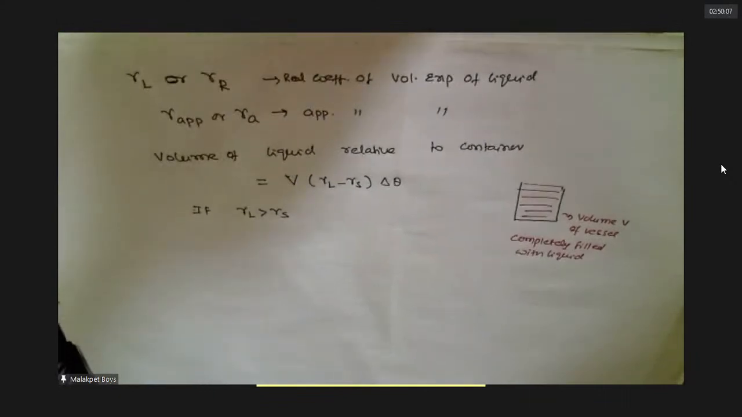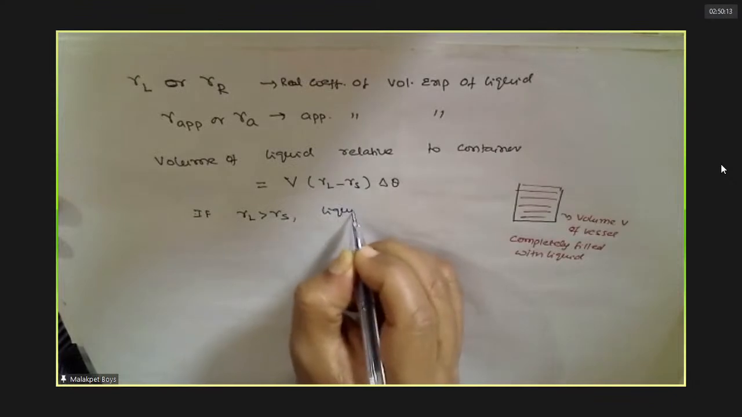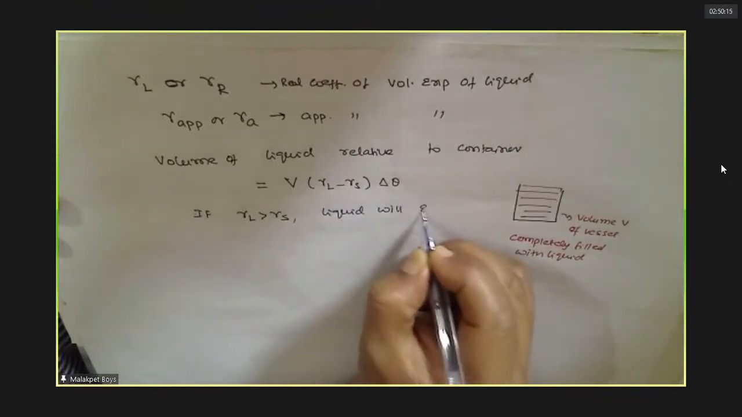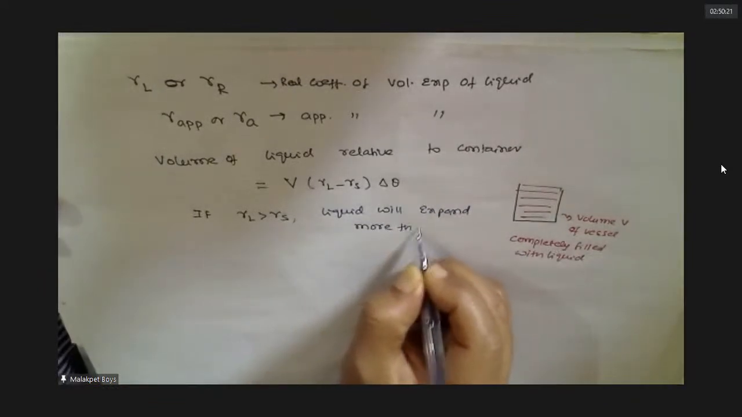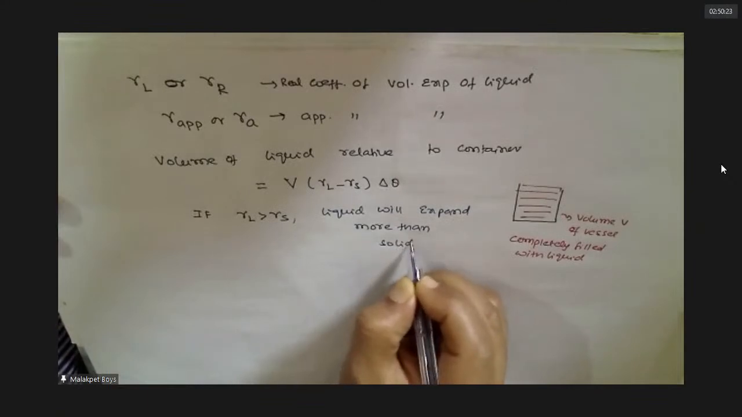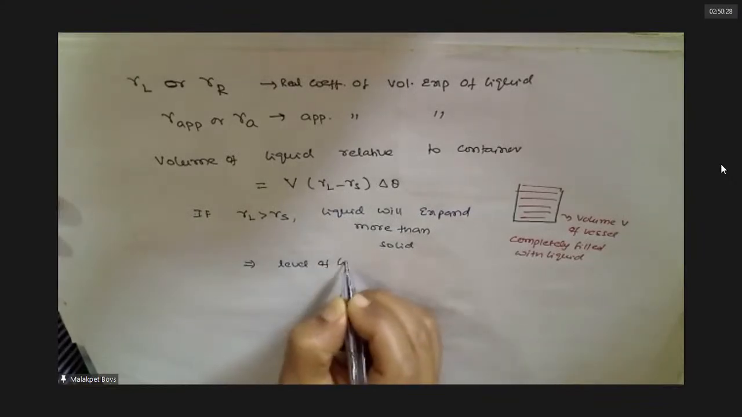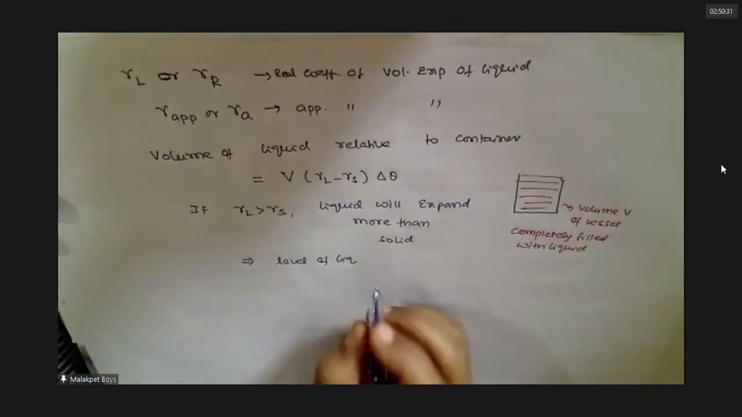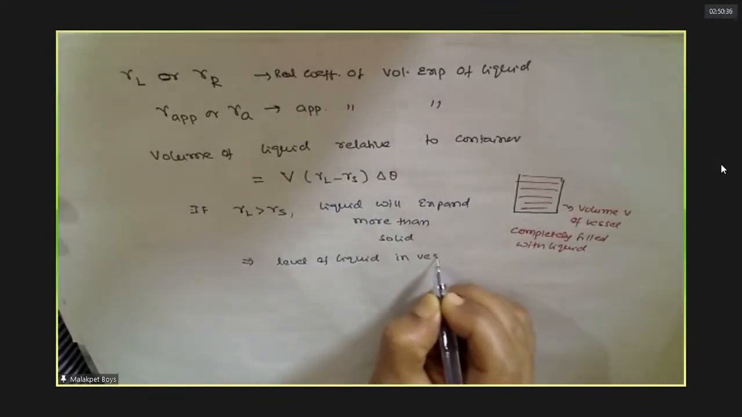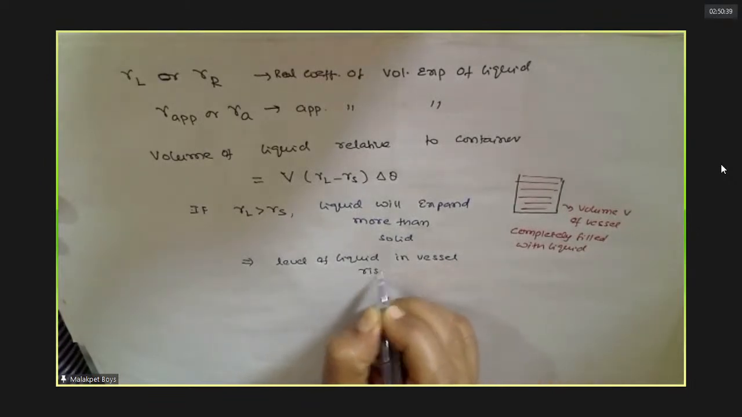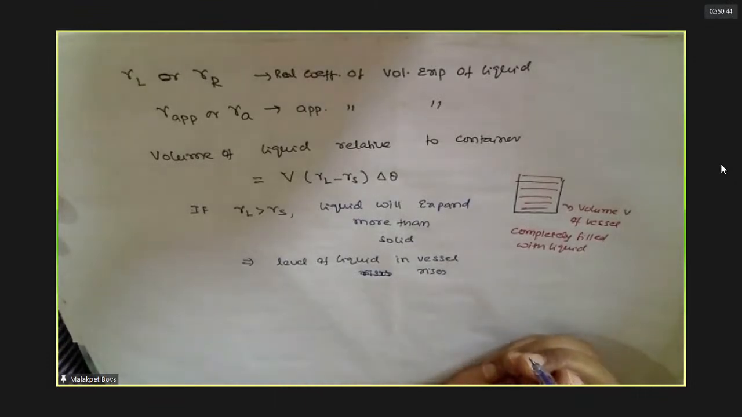Gamma L is greater than gamma S. Then what will happen? Liquid will expand more, no? Yes, sir. This implies that the level of liquid rises. Sir, your video got stuck. No, sir, fine only. My network problem, sir. Sorry.